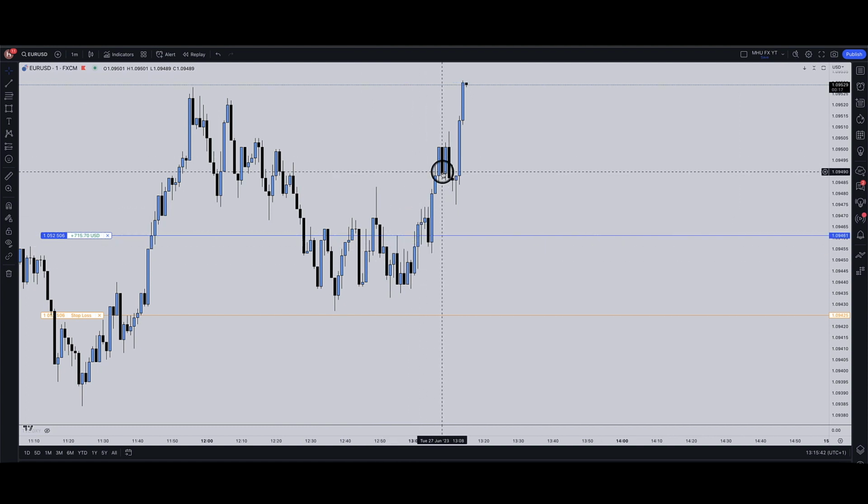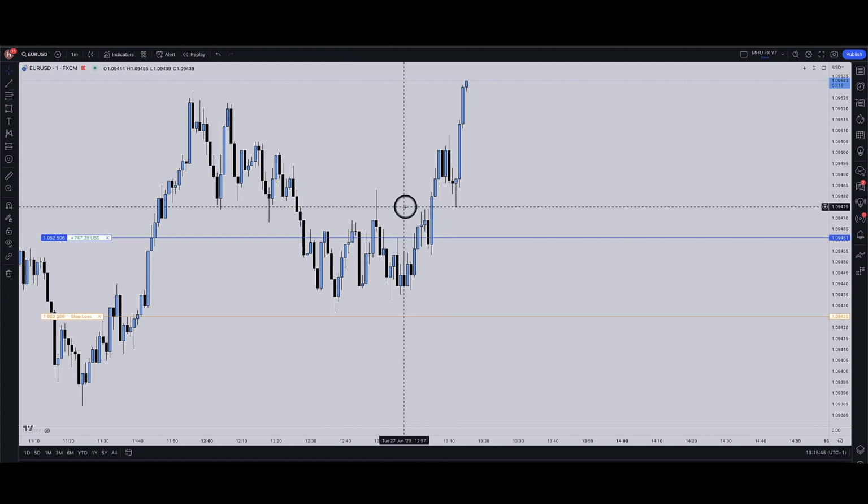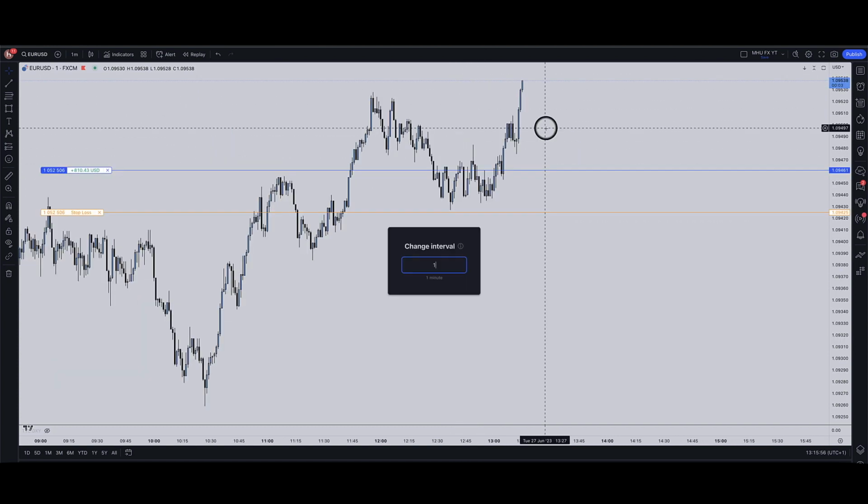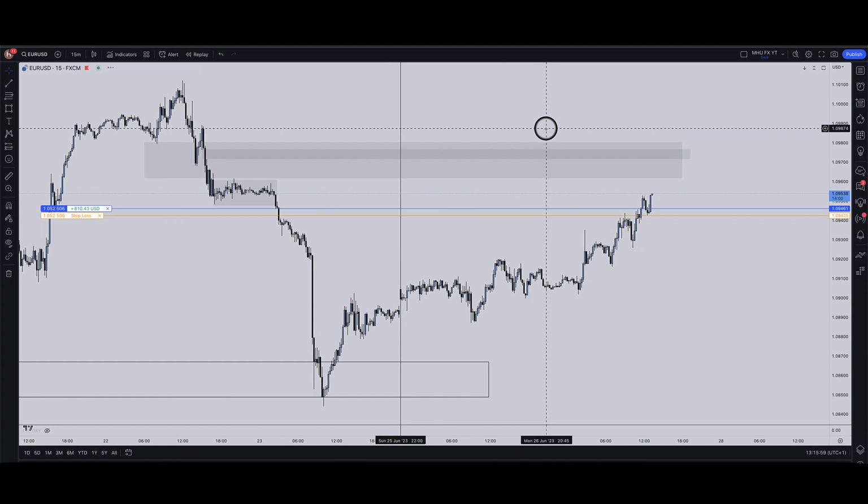Then we expanded higher, left inefficiency. We came back to clean up that inefficiency, and then we're going long again. And this candlestick has inefficiency now. Let's see how close we are. Let's just go to the 15. We're not too far off.